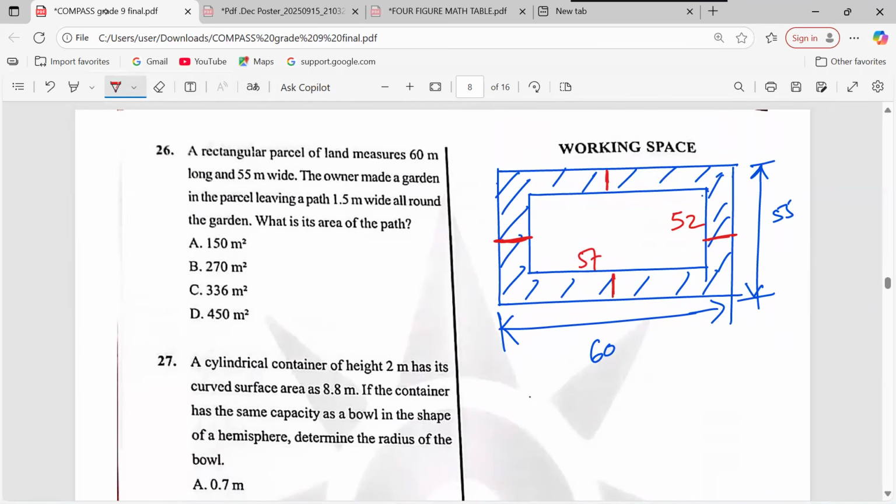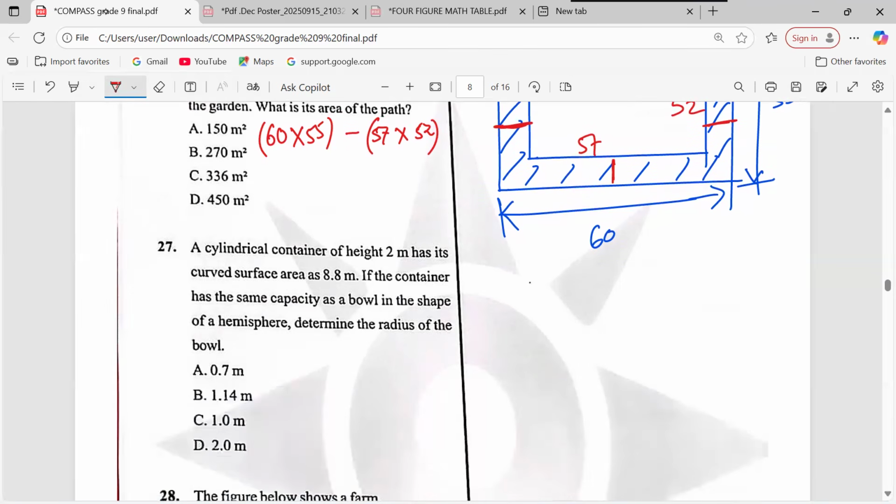We shall need the outer land, the original land, minus the part where flowers have been planted in this particular garden. So 57 multiplied by 52. Yeah, we work out that. I will start by 60 by 55, subtracting 57 by 52. This exactly gives us 396.